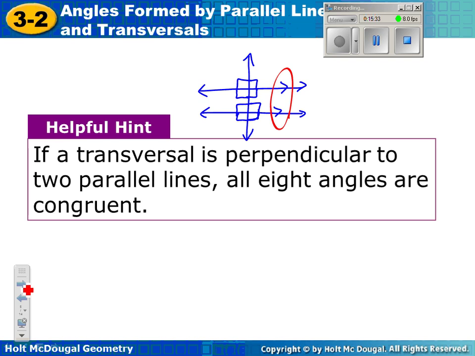Perpendicular just means makes a right angle. So if they tell you that a transversal is perpendicular to both parallel lines, then that means all 8 angles are going to be the same measure. They're all going to be 90 degrees.